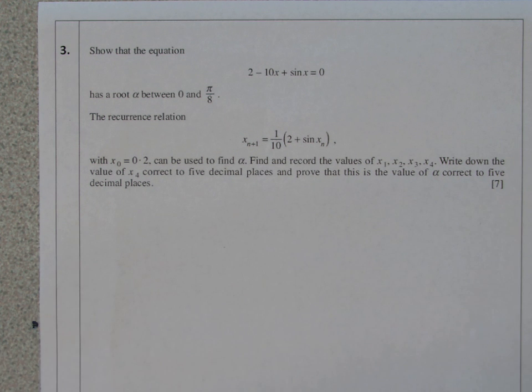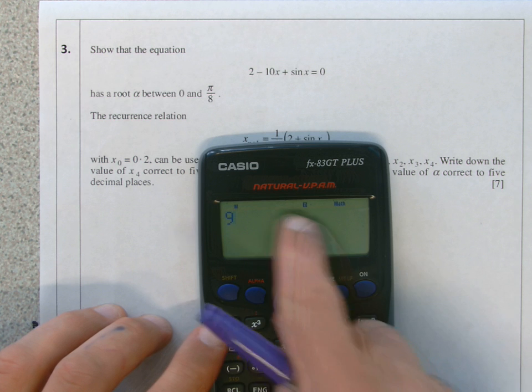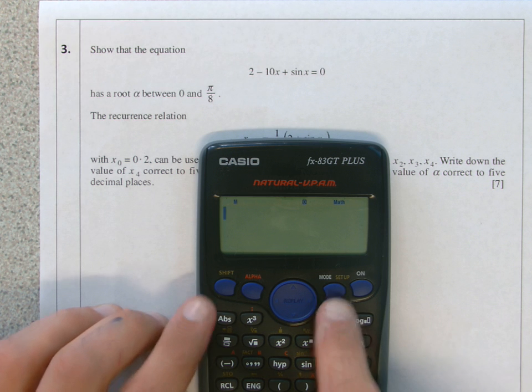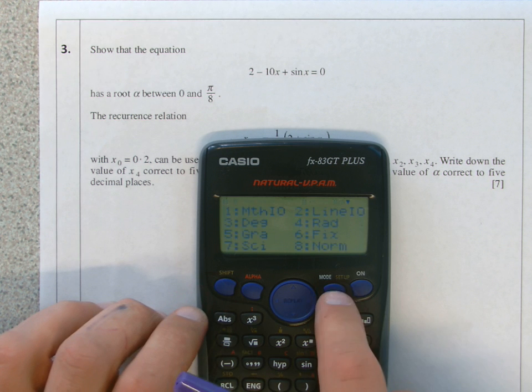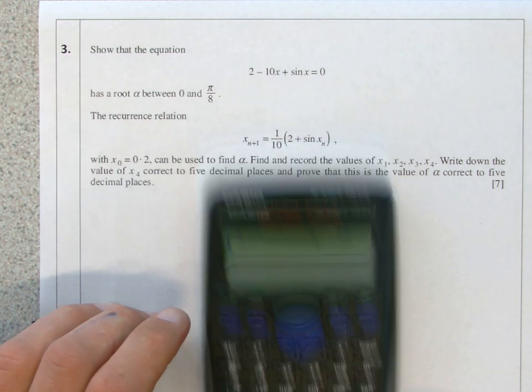Okay, third question on iteration. It says show that the equation has a root alpha between 0 and pi over 8. It's really important to remember that when you have iteration questions involving trig functions, you have to put your calculator in radian mode. That's the case for every question on iteration: if there's trig involved, it's radian mode. So you press shift mode and then 4 for radians. If you don't do that, you won't get the marks.